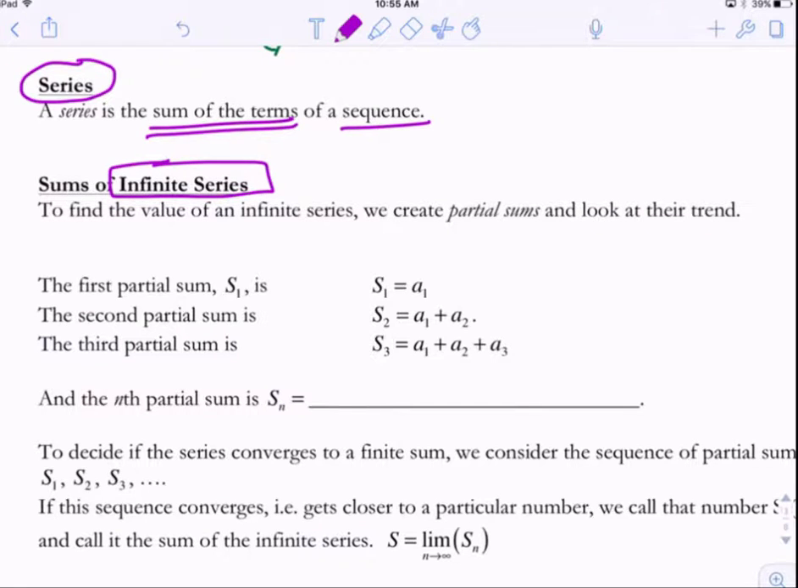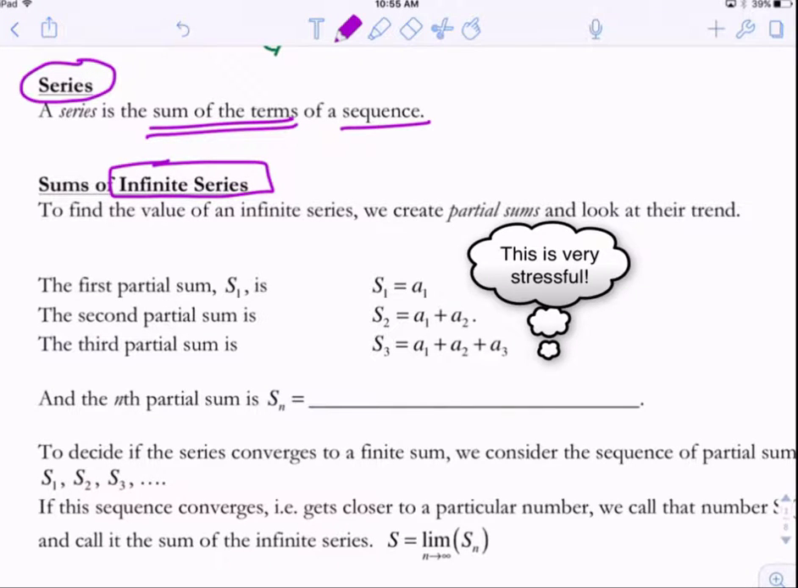Infinite series are tricky. It's hard to add up an infinite series because there's an infinite number of terms, so how do you add them all up? Don't you get tired? Don't you run out of steam? You're never going to finish. How do you know what the sum is if you can never finish adding up all the numbers? This is very confusing, okay, and distresses people.